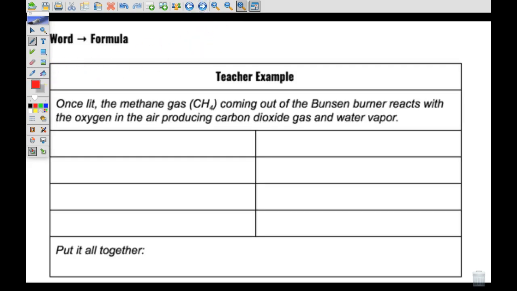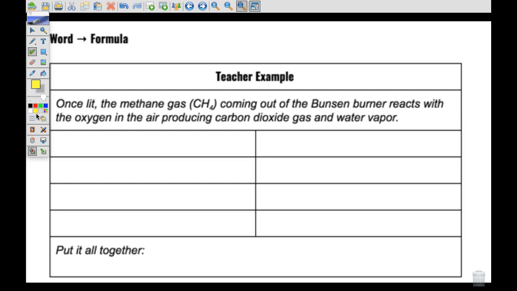So now we need to dissect the following sentence to find not just the chemical formulas, but also determine which chemicals are reactants versus the products. What I'd like you to do is pause the video and find 3 different colored pens in addition to the pen or pencil you're using now.